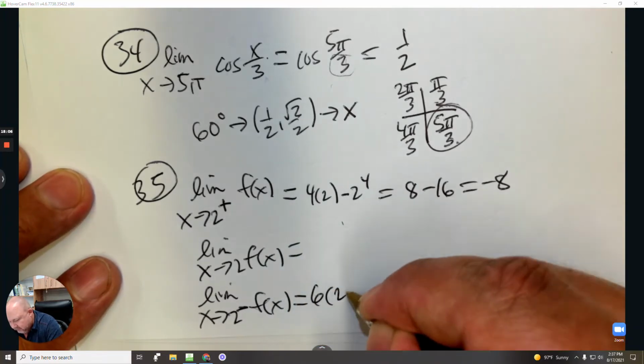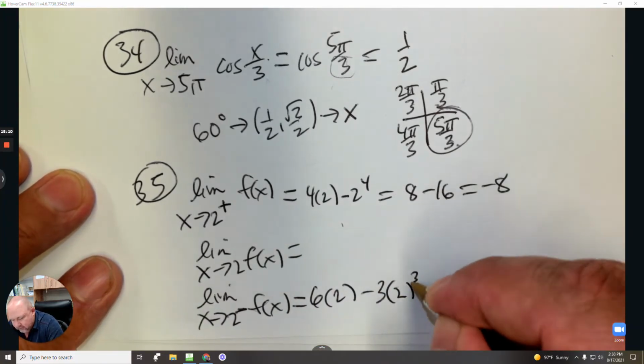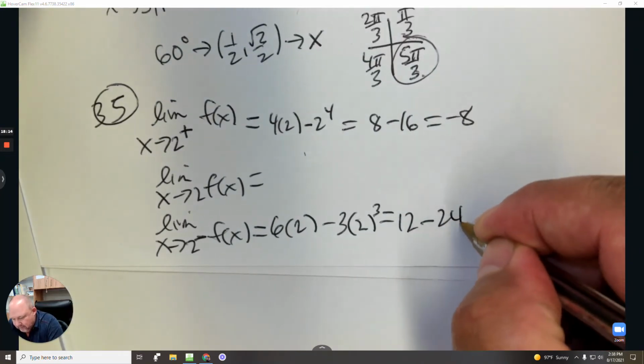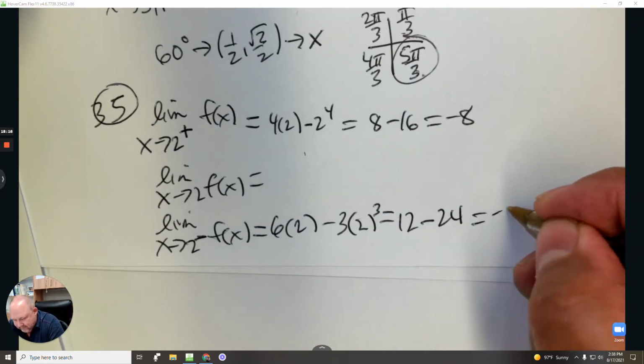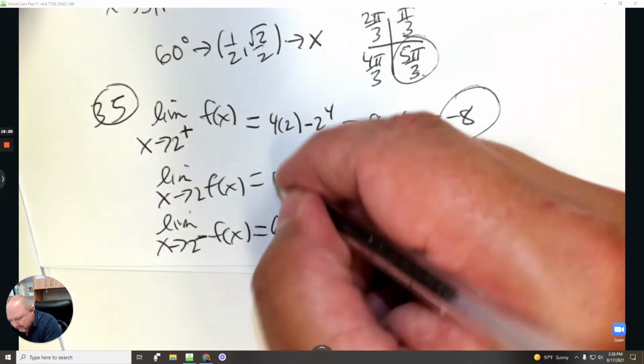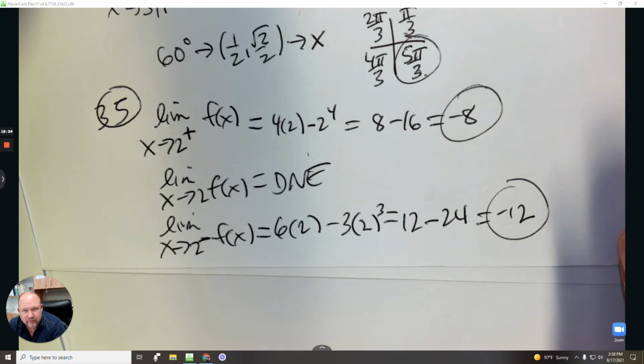So 6 times 2, take away 3 times 2 cubed. So from the left, I get 12, take away 24. That's negative 12. Because those answers aren't the same, the limit does not exist. There's a jump when x approaches 2. All right, number 36.